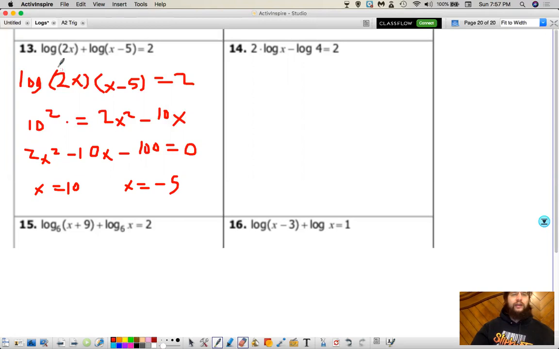Now, obviously, if I plug in a negative right here, that ain't going to work. So this guy's extraneous. Let's check out the 10. This one is 10 minus 5 is 5. We should be good. That's all you need to check for. Make sure it's in the domain. You'll be all right. That guy works.